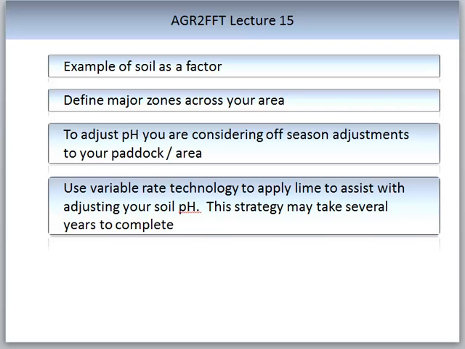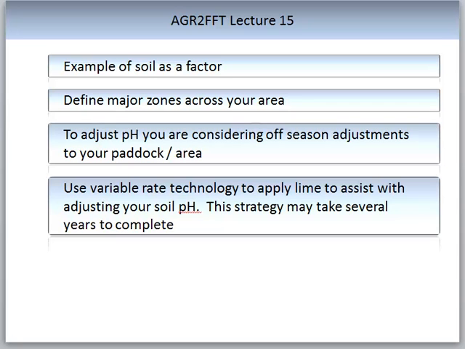Once you see your variation, the next stage is you have to define major zones across your area. You can do this by a number of methods. You can look and see where most of the pH ranges are clustering, or you can apply some sophisticated statistics to enable boundaries to your ranges.